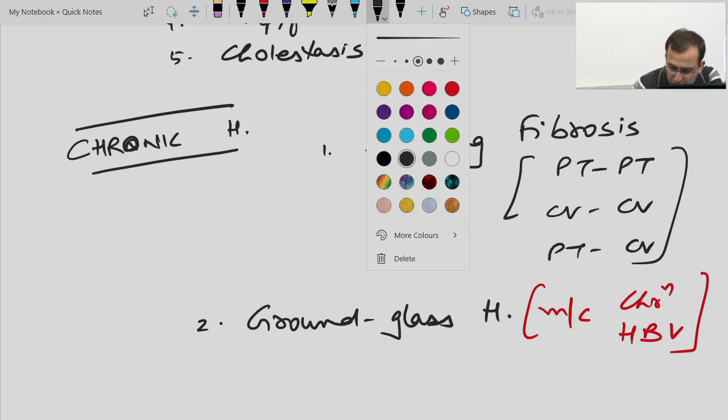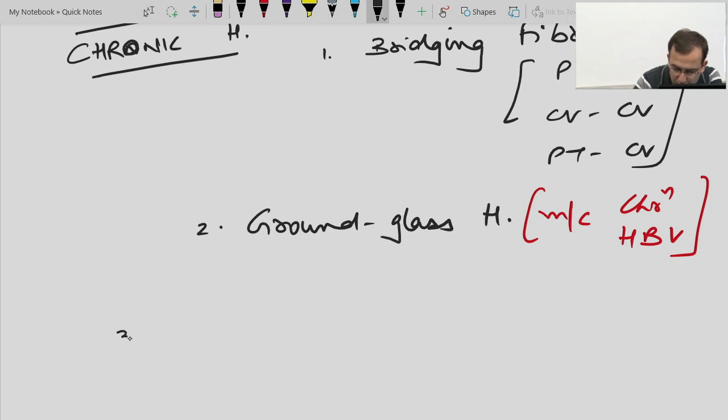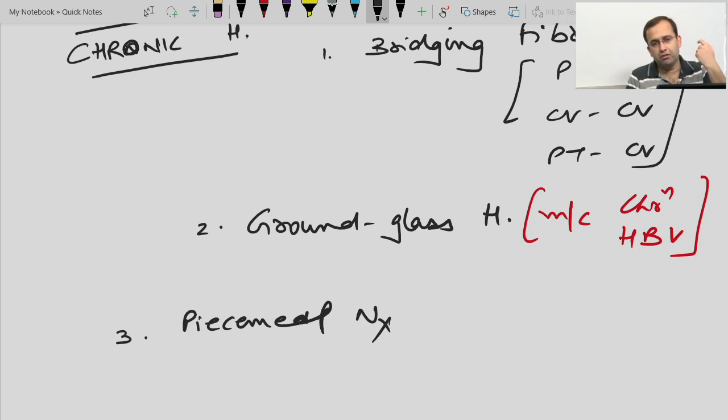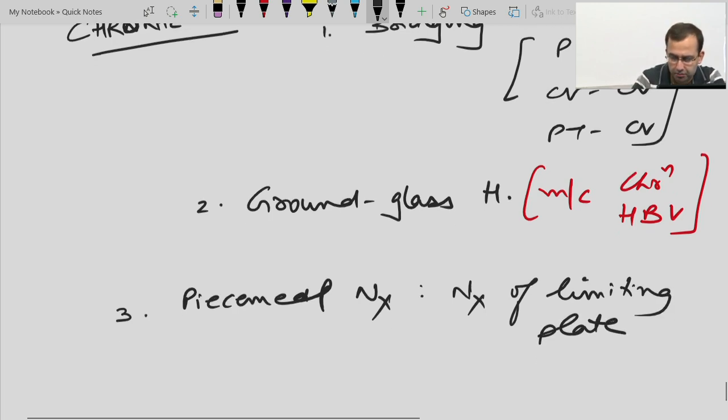Ground glass hepatocytes. And the last point is that it is associated with piecemeal necrosis. So chronic hepatitis has three features: bridging fibrosis, ground glass hepatocytes, and piecemeal necrosis. Piecemeal necrosis is necrosis of the limiting plate.